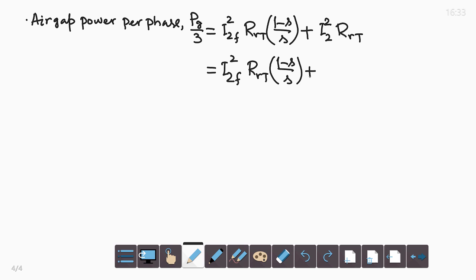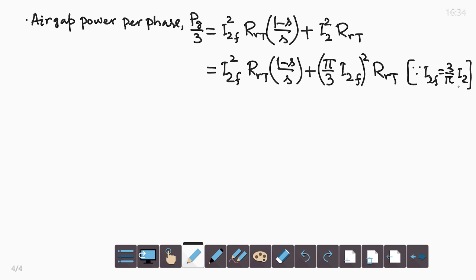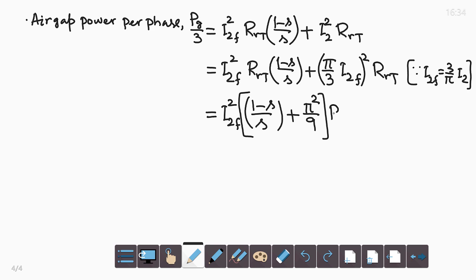I 2 is pi by 3 times I 2 F. So, pi by 3 times I 2 F, this is I 2 square into R R T. So, this is I 2 F square into 1 minus S by S plus pi square by 9 into R R T.